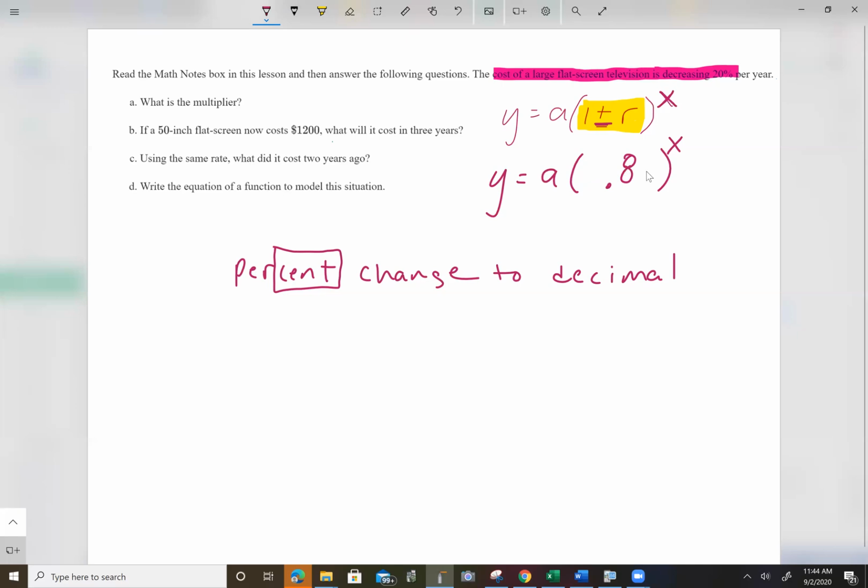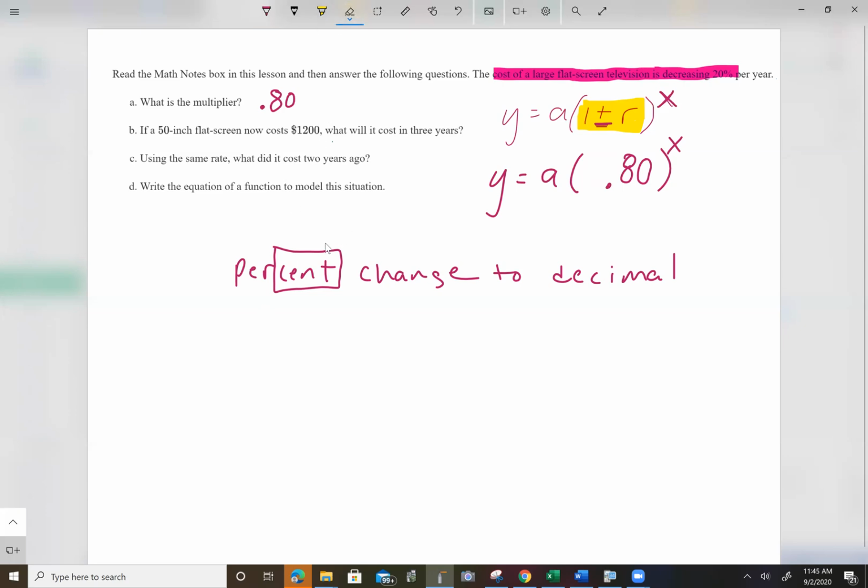it means it's actually worth 80% of what it was. And that's the multiplier we are looking at. You could put a 0 there if you want to realize that it's 80. So when it's asking what is the multiplier, we're going to put 0.8, or you could do 0.80. That's the number we're going to multiply by each time.